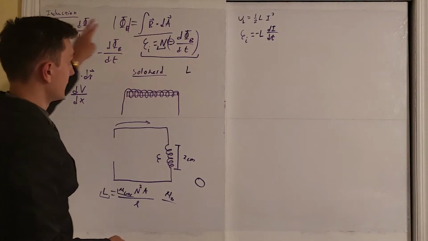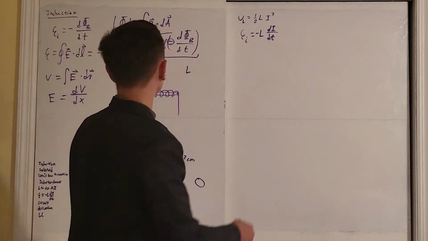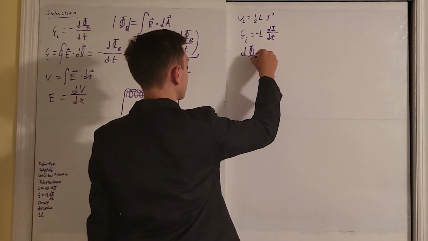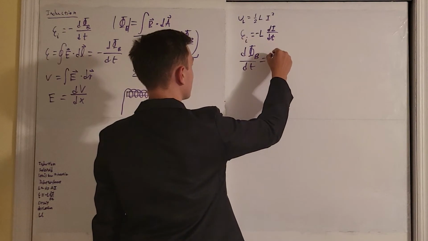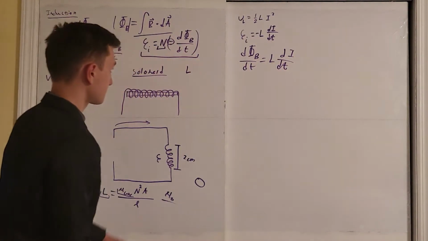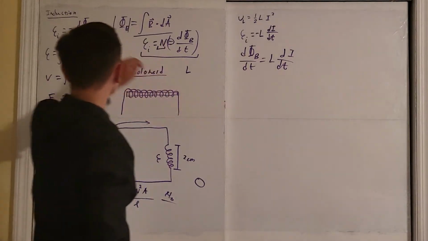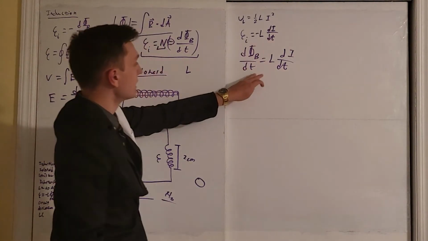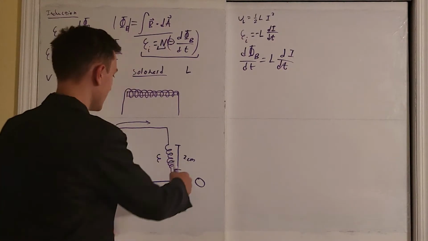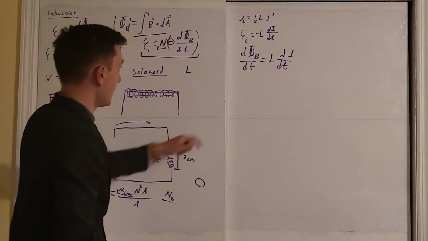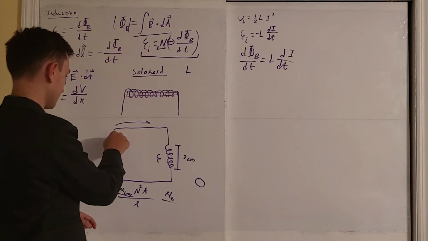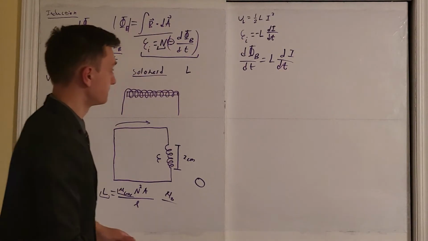That EMF I then set equal to this EMF, and I get that the derivative of magnetic flux with respect to time is equal to inductance times the derivative of current with respect to time. And this derived equation, from the combination of these two, then tells me the relationship between the change in magnetic flux through the inductor and the current induced through the circuit. Okay? Let me close this off so it's easier for us to understand.